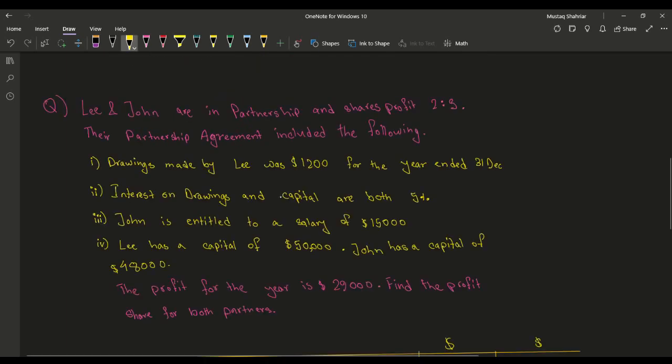Okay, so Lee and John are in partnership and share profit 2:3. Their partnership agreement included the following. Drawings made by Lee was 1200 for the year ended 31st December. Interest on drawings and capital are both 5%. John is entitled to a salary of 15,000. Lee has a capital of 50,000 and John has a capital of 48,000, and the profit for the year is 29,000. You have to find the profit share. So let's just make our initial adjustments here. We know that we have to deduct our salary.